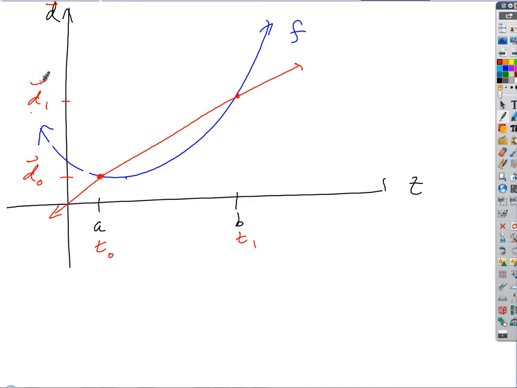What's the slope? Let's make a slope triangle. What's my rise here? D1 minus D2. What do we call that? D1 minus D2. Yeah, but we have a name for that. Final position minus initial position is.